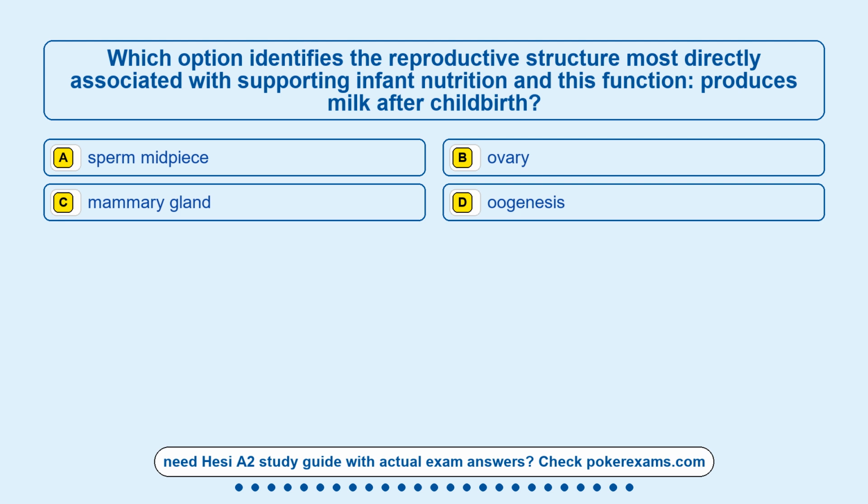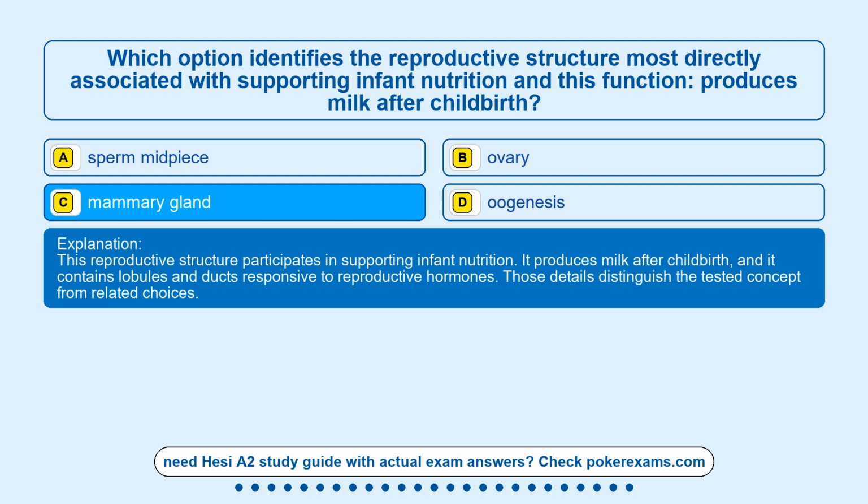Question 3. Which option identifies the reproductive structure most directly associated with supporting infant nutrition, and this function produces milk after childbirth? Option A, sperm midpiece. Option B, ovary. Option C, mammary gland. Option D, oogenesis. The correct answer is option C, mammary gland. This reproductive structure participates in supporting infant nutrition. It produces milk after childbirth, and it contains lobules and ducts responsive to reproductive hormones. Those details distinguish the tested concept from related choices.